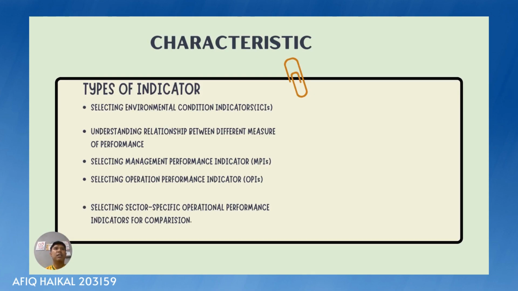Four characteristic types of indicators. First is selecting environmental condition indicator. Second is understanding relationship between different measures of performance. Third is selecting management performance indicator. Next is selecting operational performance indicator, and the last is selecting sector-specific operational performance indicator for comparison.